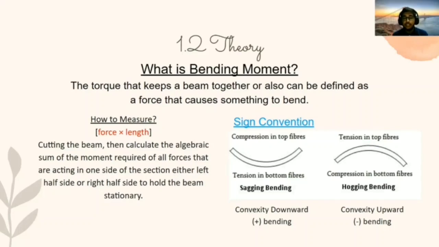The sign conventions used are positive bending or negative bending. Positive bending is indicated by sagging bending, whereby compression is in the top fiber and tension is in the bottom fiber. Meanwhile, negative bending is indicated by hogging bending, whereby tension is in the top fiber and compression is in the bottom fiber.